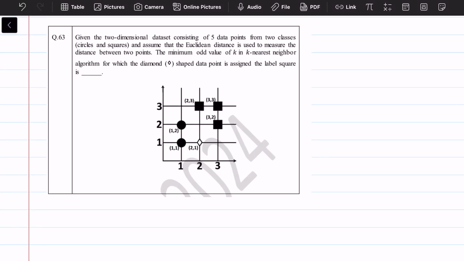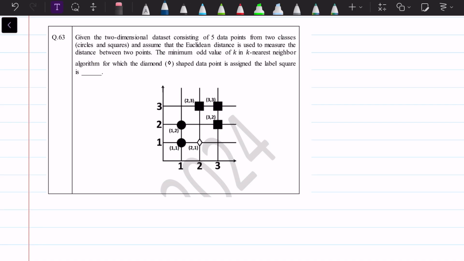Hey everyone, let's see this question. In it, we have given a two-dimensional data set consisting of 5 data points. So here are our data points. These are the 1, 2, 3, 4, 5 data points, and from two classes. So as you can see, some of them are circles, some of them are squares.